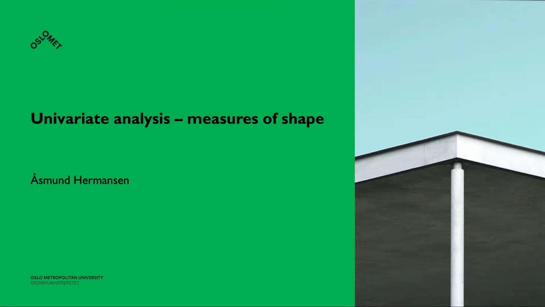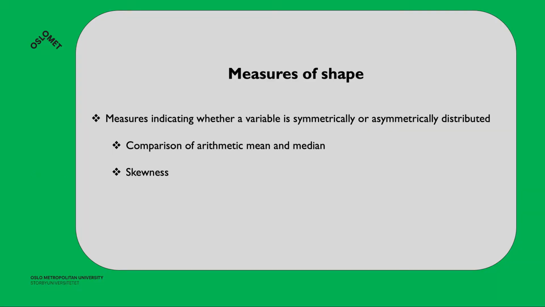Welcome to this e-lecture, which will be about measures, univariate analysis and measures of shape. And what is measures of shape really all about? Well, measures of shape are measures indicating whether a variable is symmetrically or asymmetrically distributed. And we do that by a comparison of the arithmetic mean and the median.